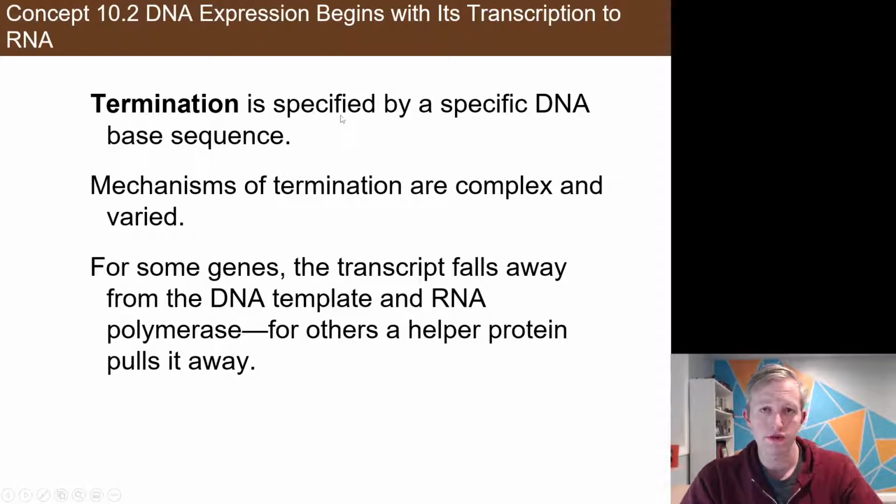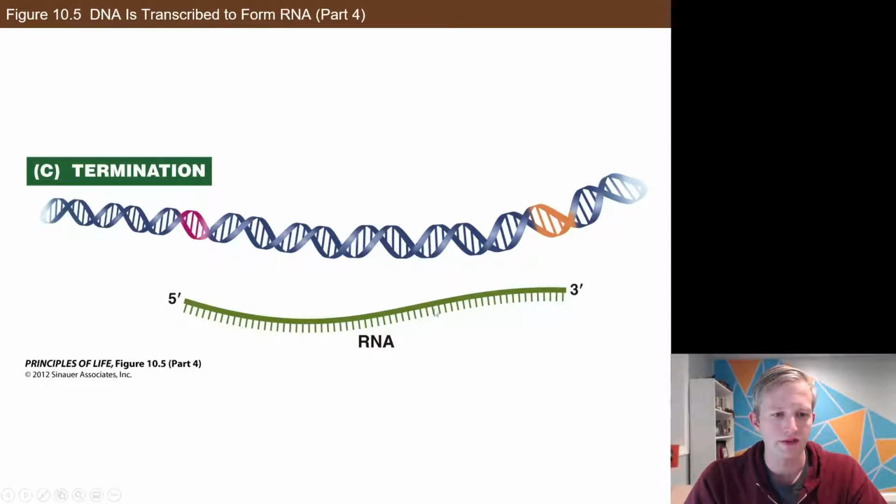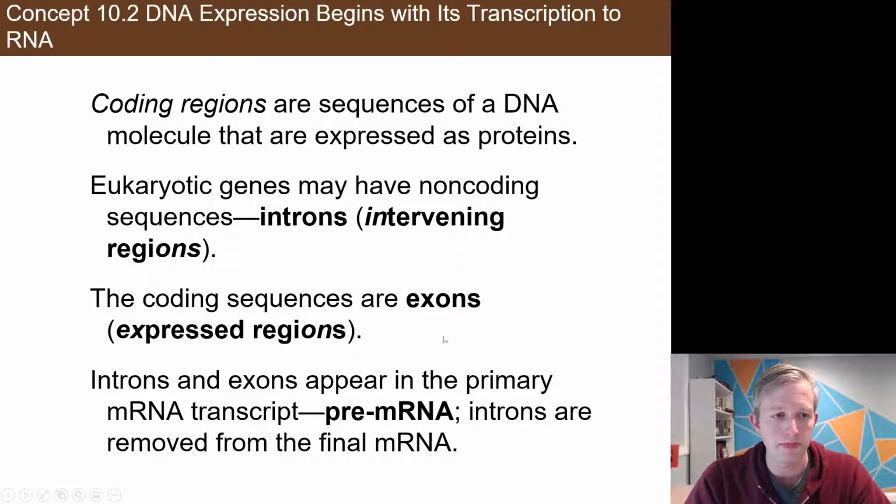Termination is then also a special sequence in the DNA which tells the RNA polymerase that you're done, it's time to stop, and that's when we terminate the process of creating the RNA. So after this, we have what is called pre-mRNA if we're transcribing mRNA. Now this may not always be mRNA, this might be creating a tRNA or some other type of RNA.